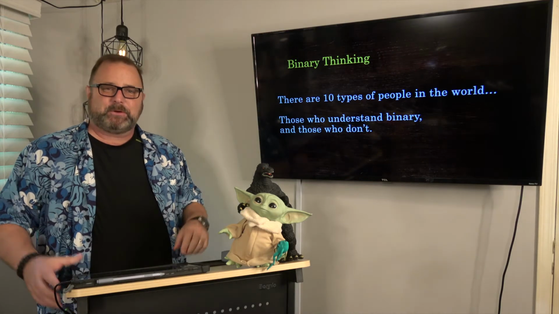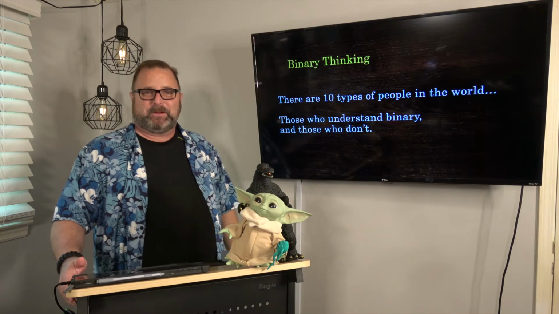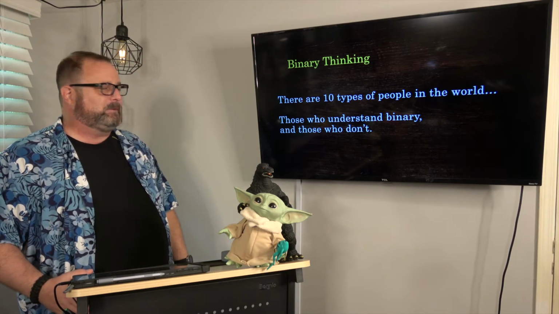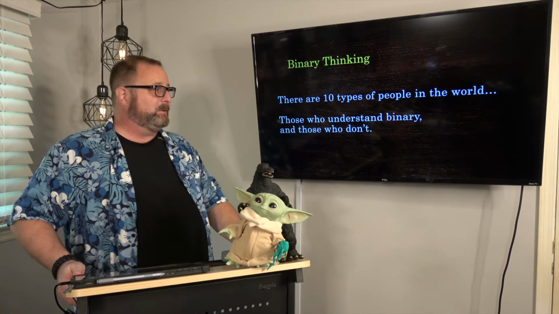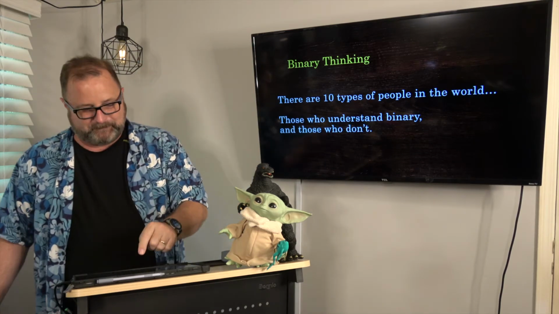Now, here's a little nerd humor for you. You'll see this on t-shirts: there are 10 types of people in the world, those who understand binary and those who don't. Wait, what? Hopefully by the end of this video, you'll understand what this actually represents.